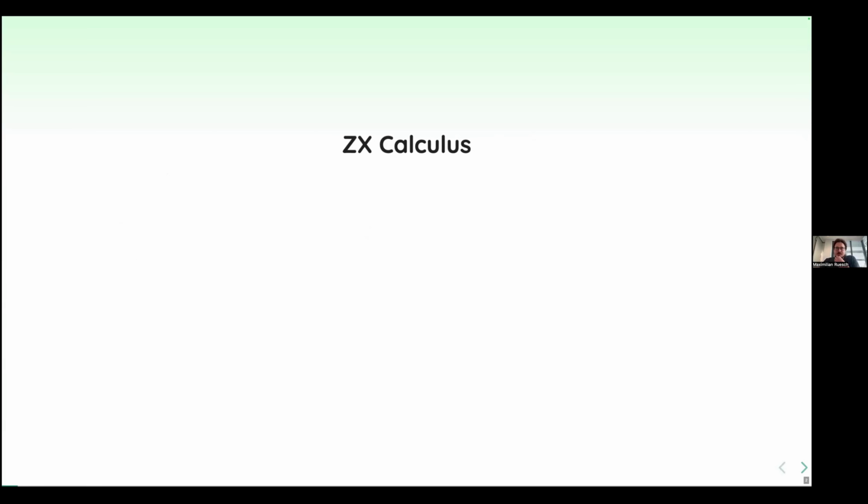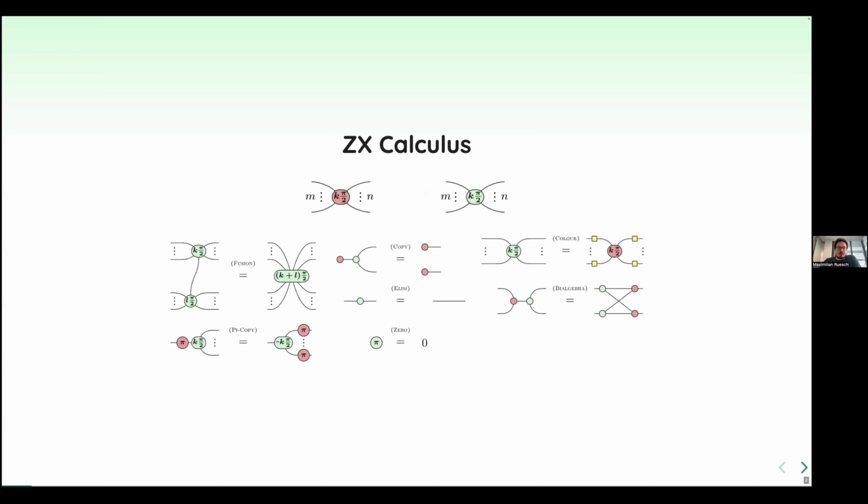So in this group, we know what the ZX calculus is. I will just shortly explain what sort of ZX calculus I'm using. I'm using the Clifford fragment of the ZX calculus, which just has the pi over 2 phases on the spiders and uses these 8 rules.